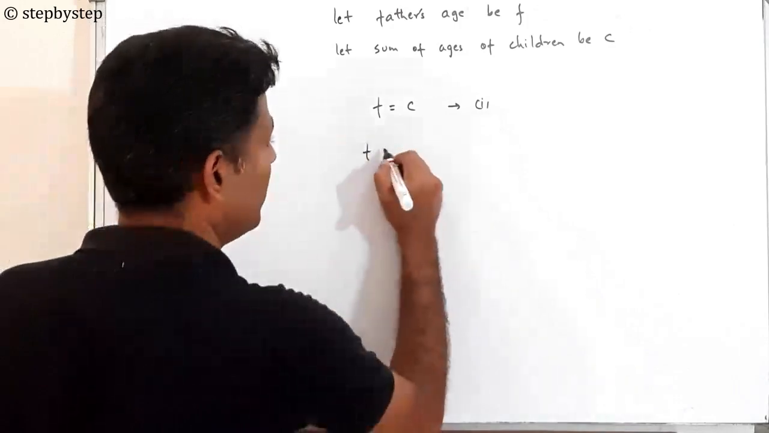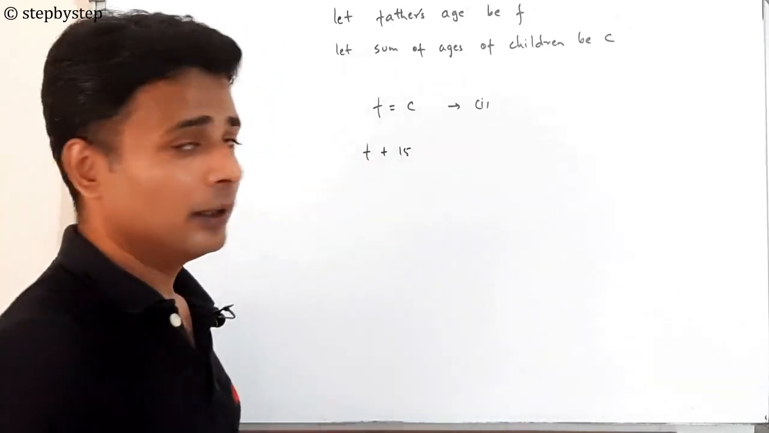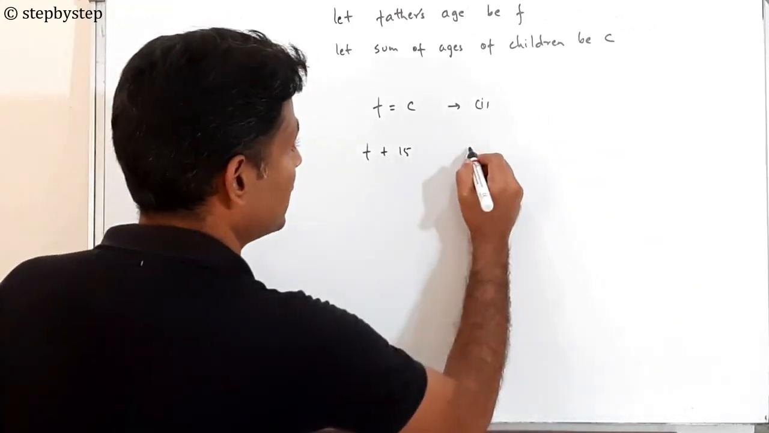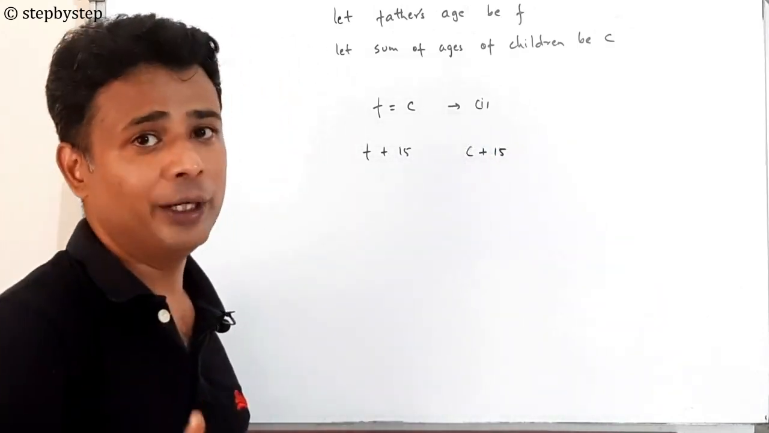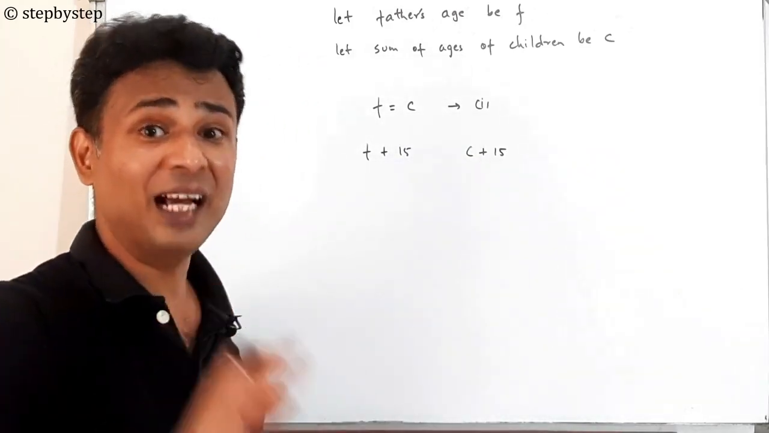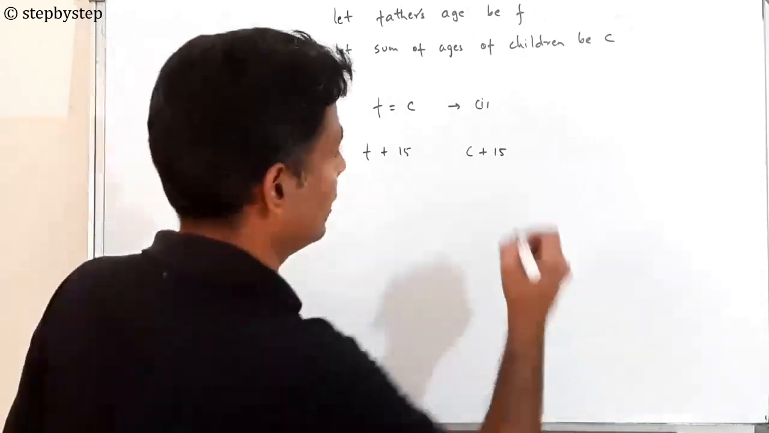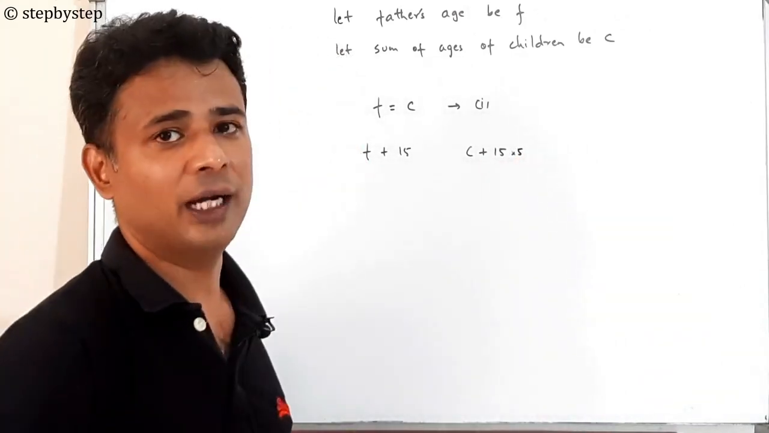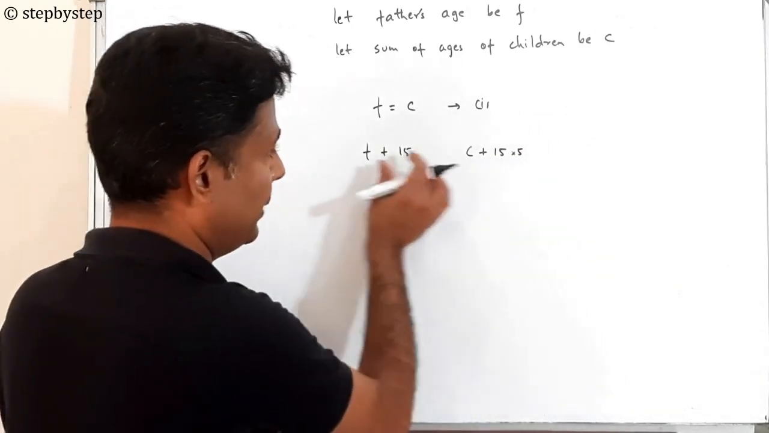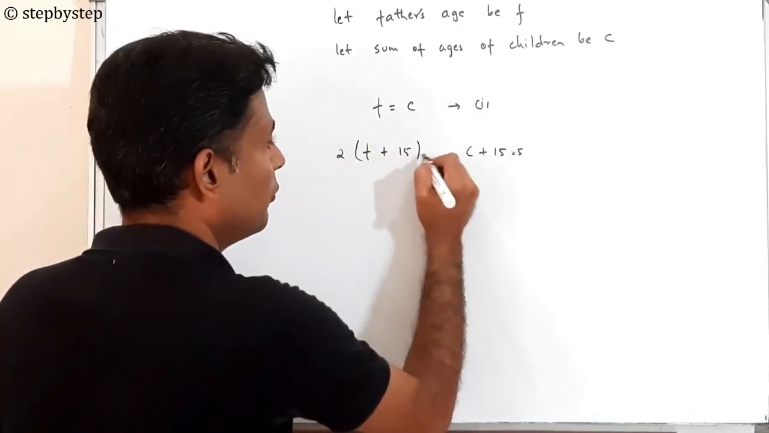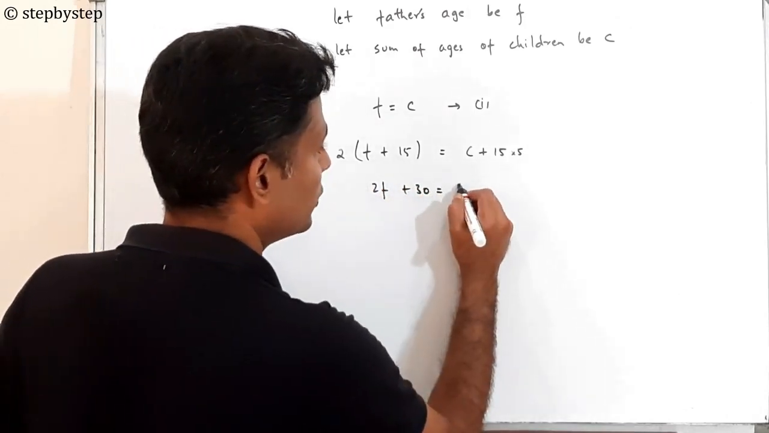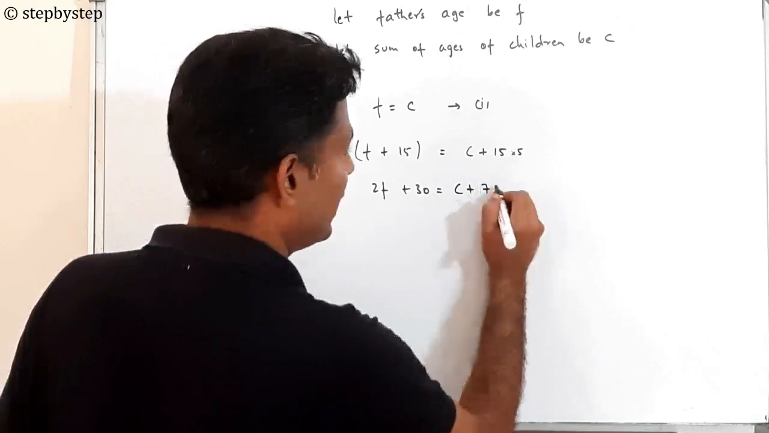So after 15 years, what will be father's age? F plus 15. Now what will be the sum of ages of his children after 15 years? Will it be C plus 15? No, it will not be C plus 15, because if it was one child's age, it would be C plus 15. But his 5 children are growing older by 15. So it will be C plus 15 into 5. Remember that. Now, what have they given? Sum of ages of his children will be twice the father's age. So 2 times of this will be equal to this. So now we get 2F plus 30 equal to C plus 15 into 5, 75.